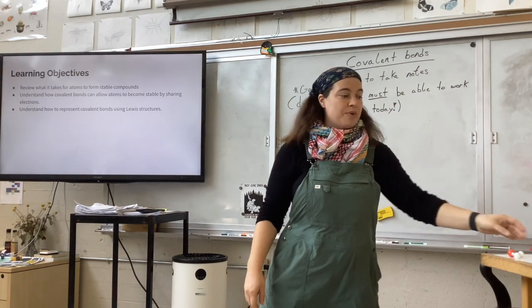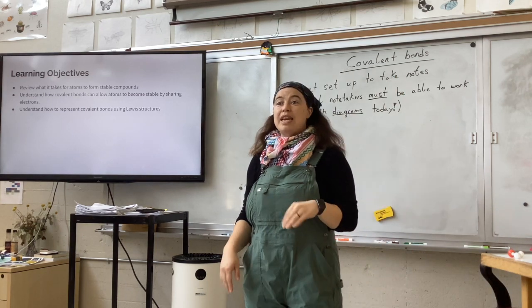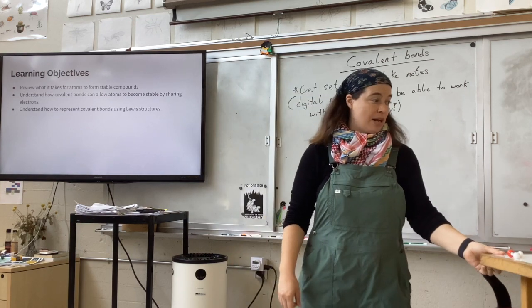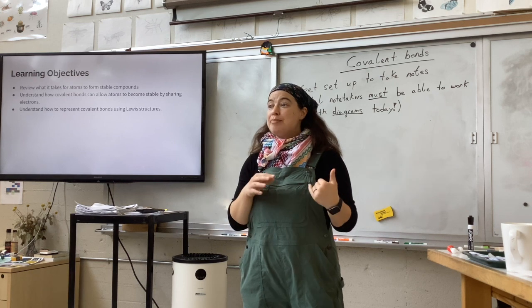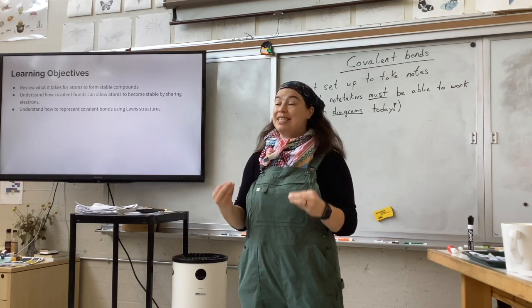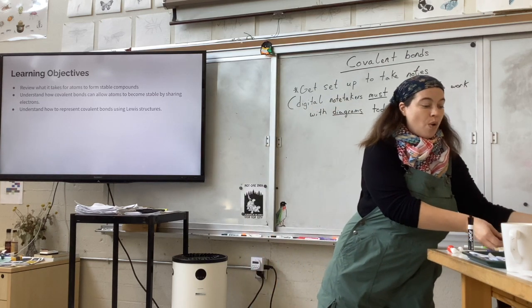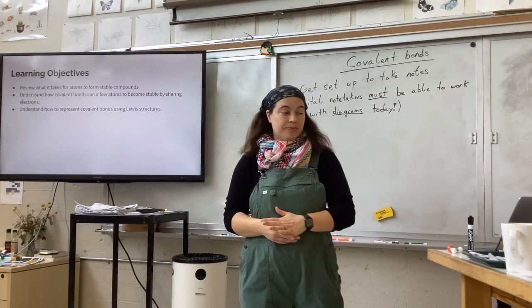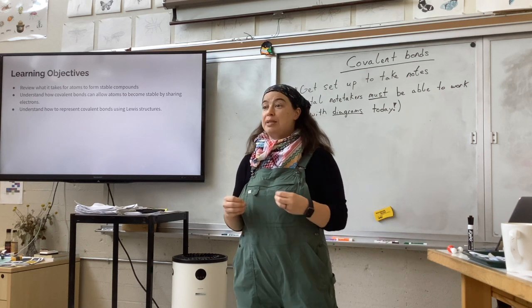So let's start with just a quick review of what we know about how we build molecules and why things build molecules. So we're going to talk about what it takes for atoms to come together to build a stable compound, to build a molecule that can actually exist in nature. We are going to talk about how covalent bonds specifically let us reach stability. And we're going to talk about how to use Lewis structures to draw out these molecules.